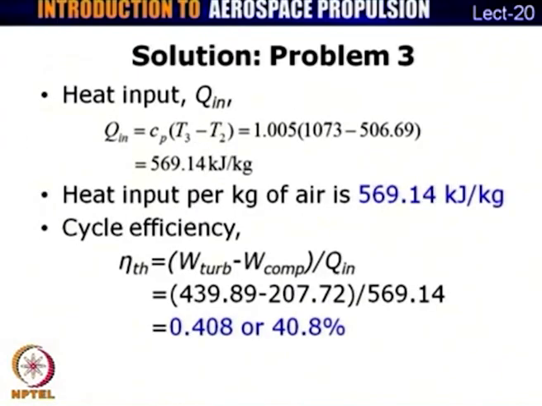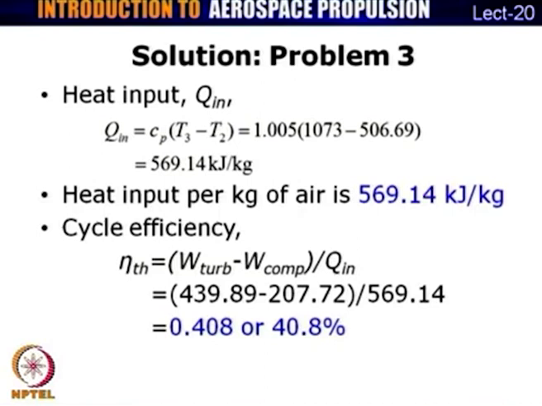And since we have calculated the turbine work and the compressor work, net work output would be the difference between turbine work and the compressor work. And heat input is during process 2-3, which is a constant pressure process. So, Q in is equal to Cp into (T3 minus T2), which is 1.005 into (1073 minus 506.69), that is 569.14 kilojoules per kilogram. Therefore, heat input per kilogram of air is 569.14.